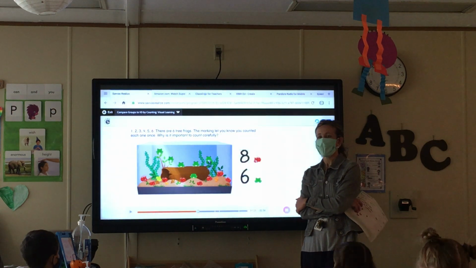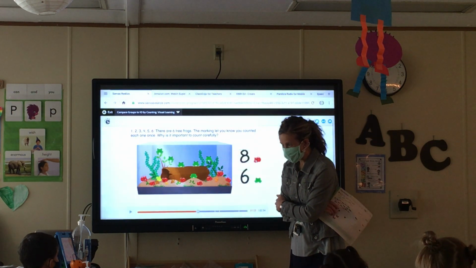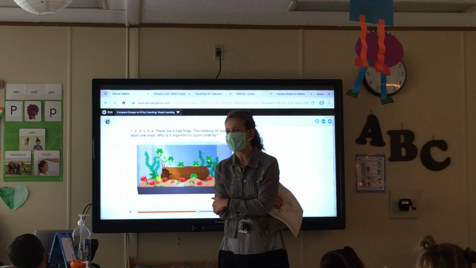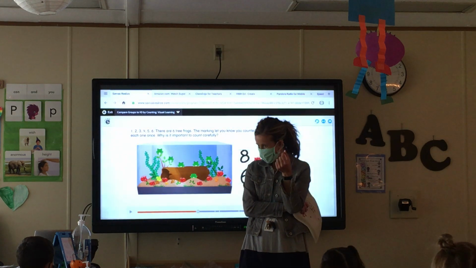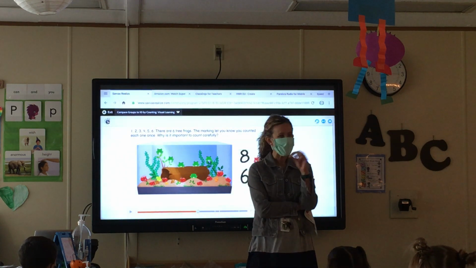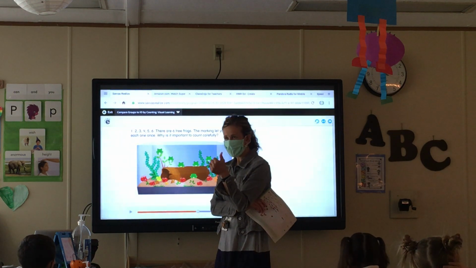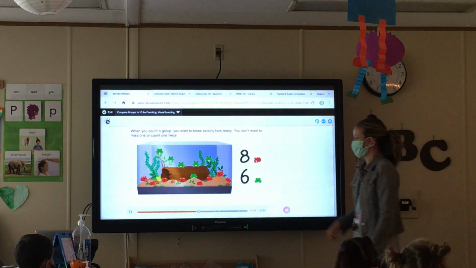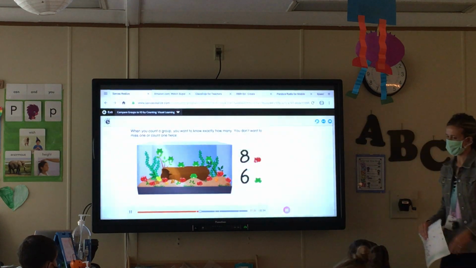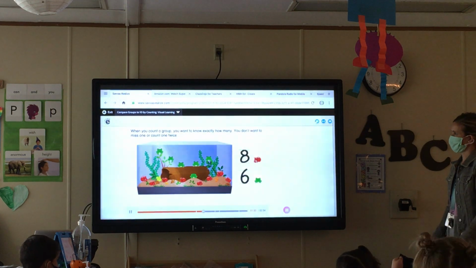But here's the deal. You can sit there and mark them, but you have to remember to count when you do it too, right? Okay? So I've seen some of you start to mark your animals, but you're not counting when you do it. So make sure that you're counting as you're marking them. Make sense? Okay, good. When you count a group, you want to know exactly how many. You don't want to miss one or count one twice.